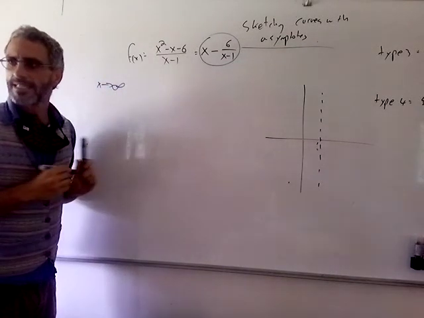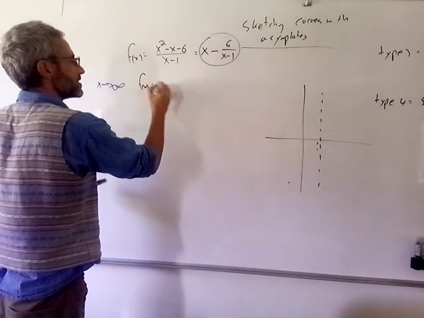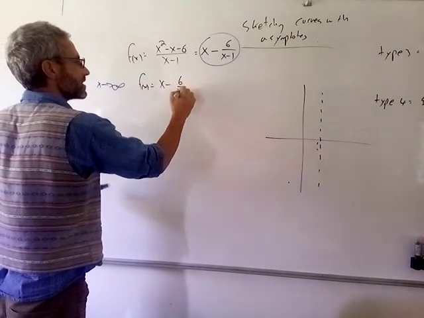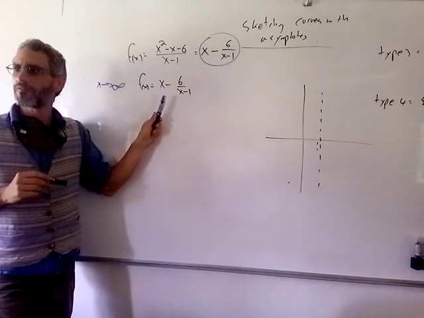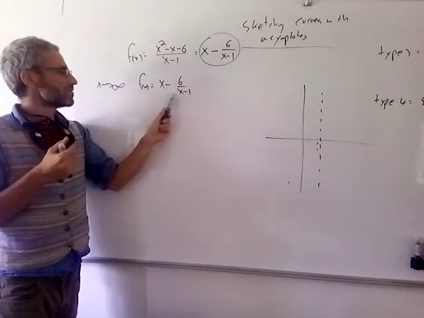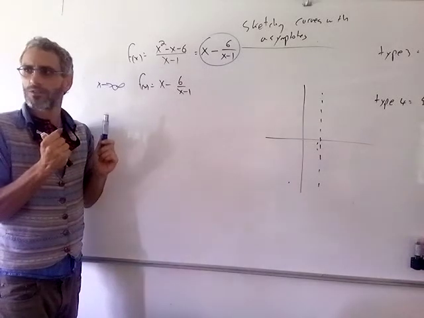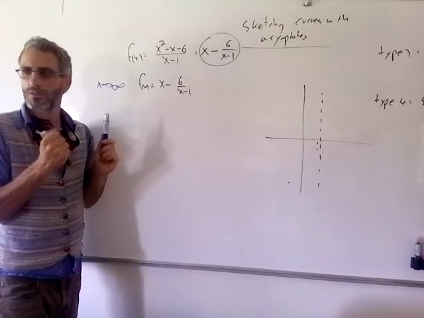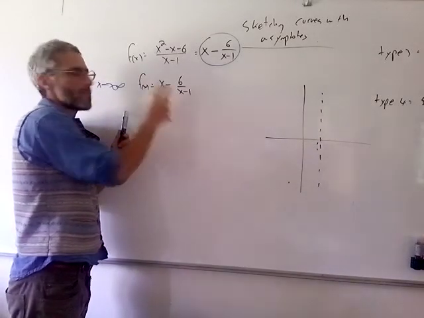Now let's think about these two terms. I'm going to rewrite them again. f of x is equal to x minus 6 over x minus 1. When x approaches infinity, have a look here with me. Which term is more powerful? There are two terms. Let me ask you this question.